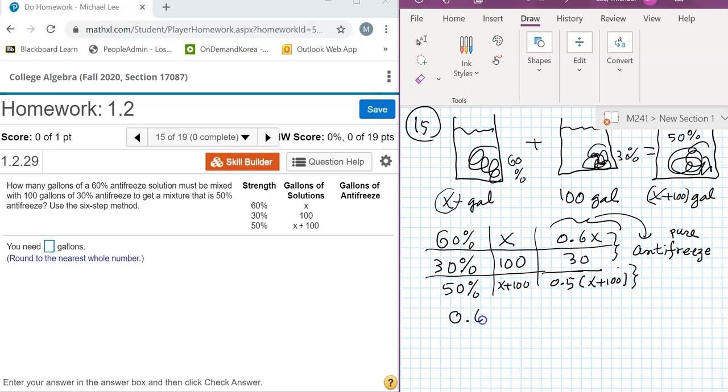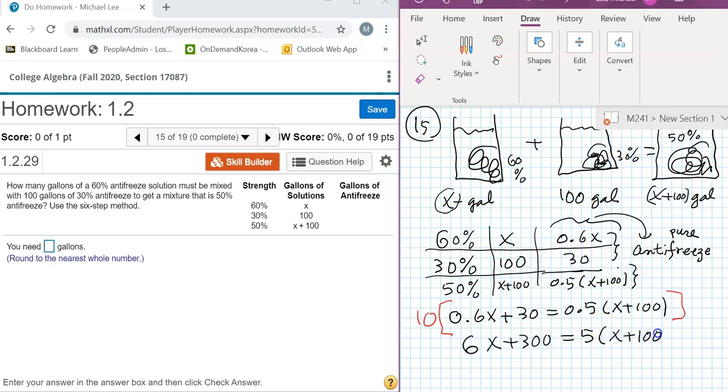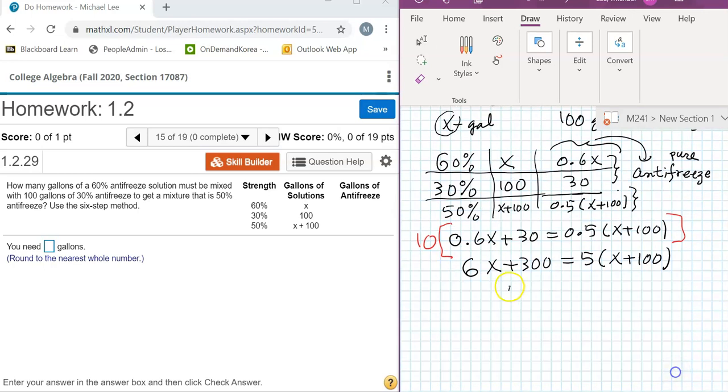So now when you add these two, that must be equal to this guy. So 0.6X plus 30 equals 0.5 times (X plus 100). Again, you multiply both sides by what? I just need to multiply by 10, isn't it? Then the equation becomes 6X plus 300 equals 5 times (X plus 100). Okay, you finish.